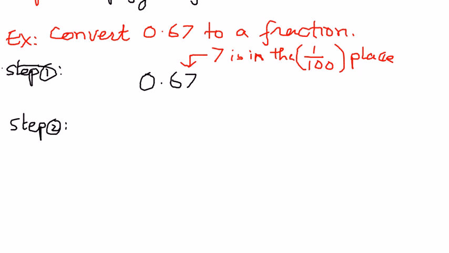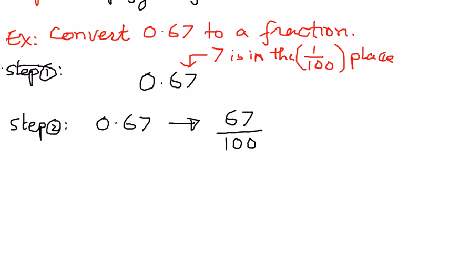0.67 as a fraction with a denominator of 100. As follows, we take 0.67 and then we take the decimal point out. We just write the number part of it, 67. Since 7 is in the 100th place, we're going to divide that by 100, 67 over 100.